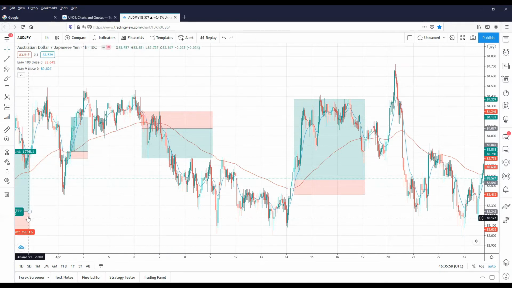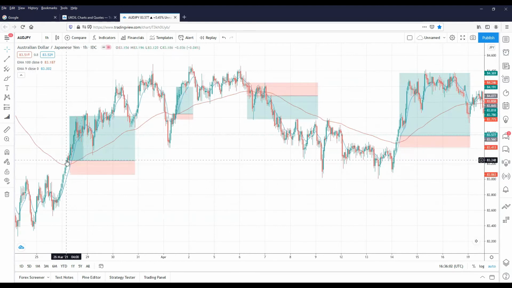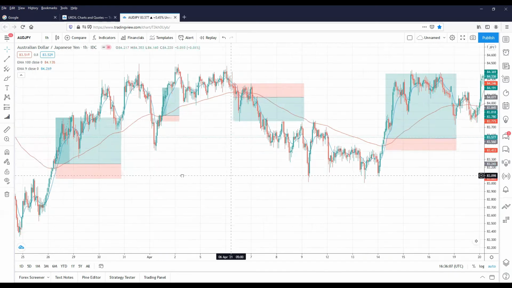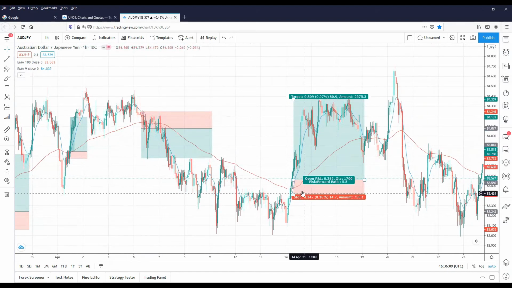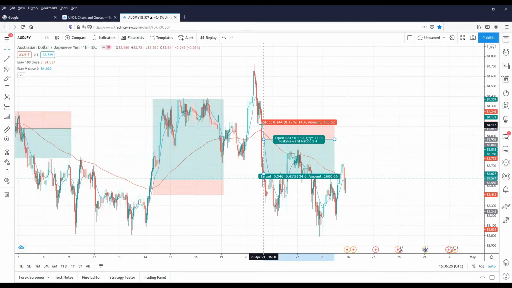So we can see these winning trades. This was a moving average crossover. This was a winning trade. This was a winning trade. This was a winning trade. This was a winning trade. This also was a winning trade.